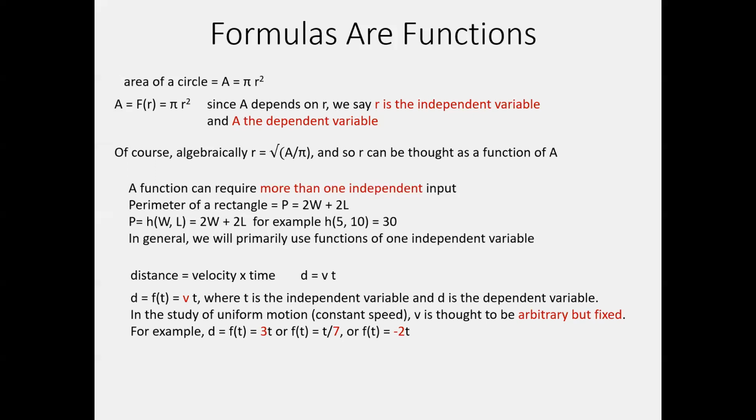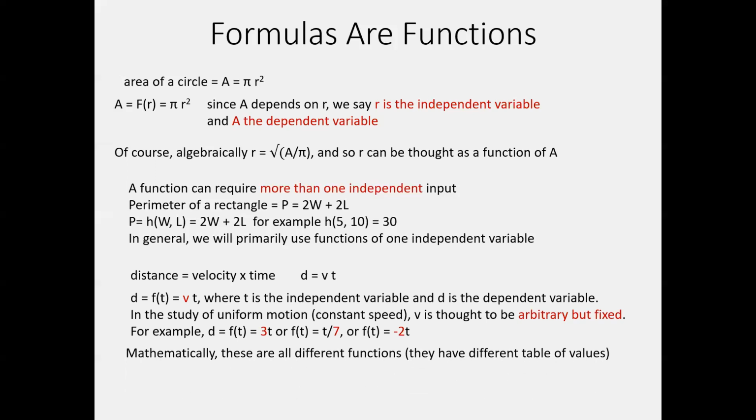The distance is the velocity times the time. But in the study of uniform motion, we're working with a constant speed. V is thought of as arbitrary but fixed. In the discussion, the constant speed doesn't change. So for example, you could have d is equal to 3t or 1/7 of t or minus 2t. Yeah, minus 2t is a very nice distance function. If we're calling distances in the right direction positive, well, you call distance moving in the left direction negative. It's a perfectly nice function to move in the opposite direction. So these would be all valid uniform functions of distance versus time.